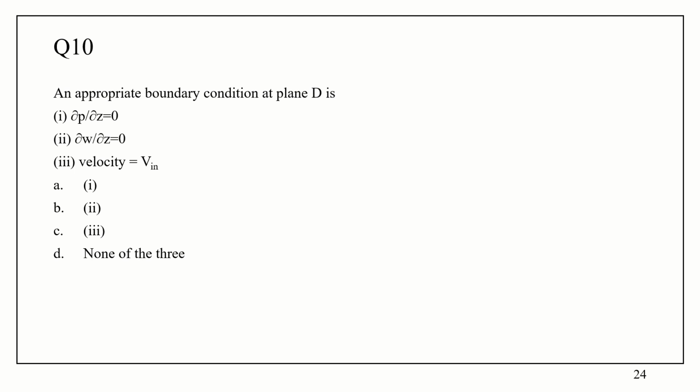First one is stating that pressure is constant across plane D. That is, pressure at plane D and after plane D is the same. There is no variation. That is what is meant here. If one is right, it means dou P by dou Z equal to 0, that is, pressure is constant along the length in the Z direction. Do you think it is right? No, right? It is false. So option A is false.